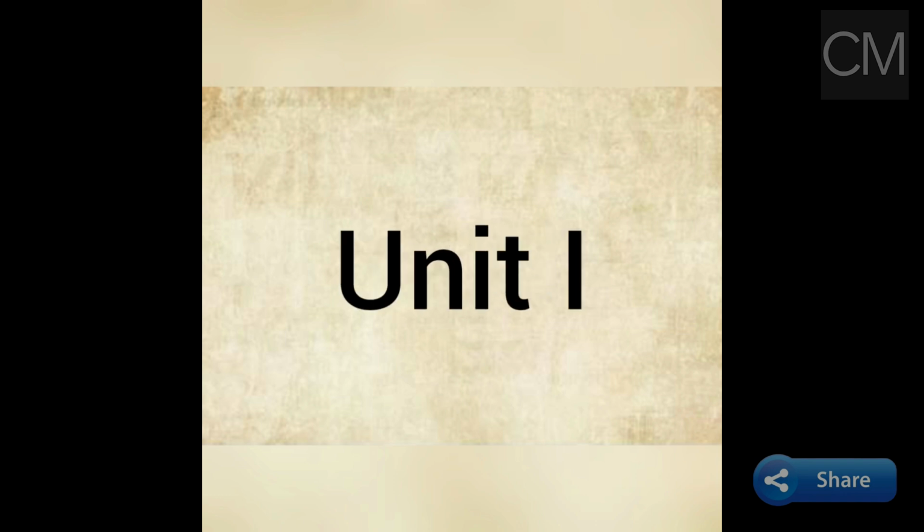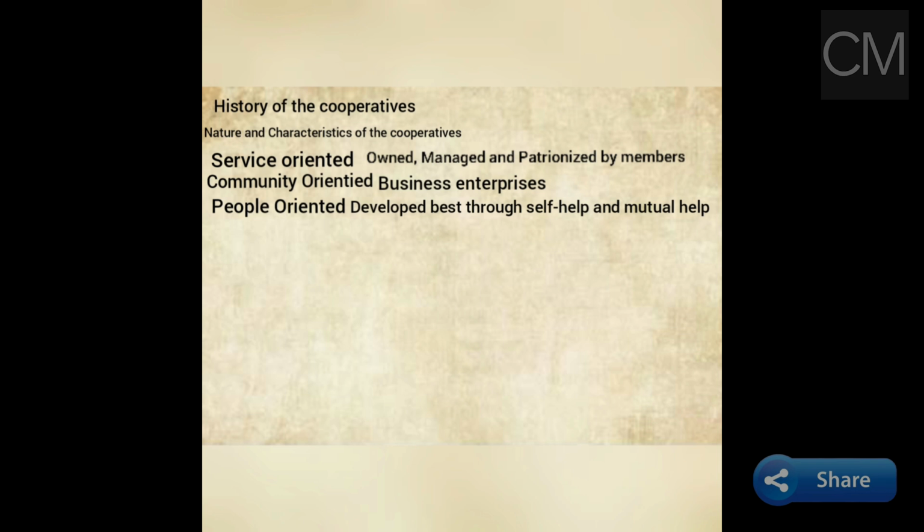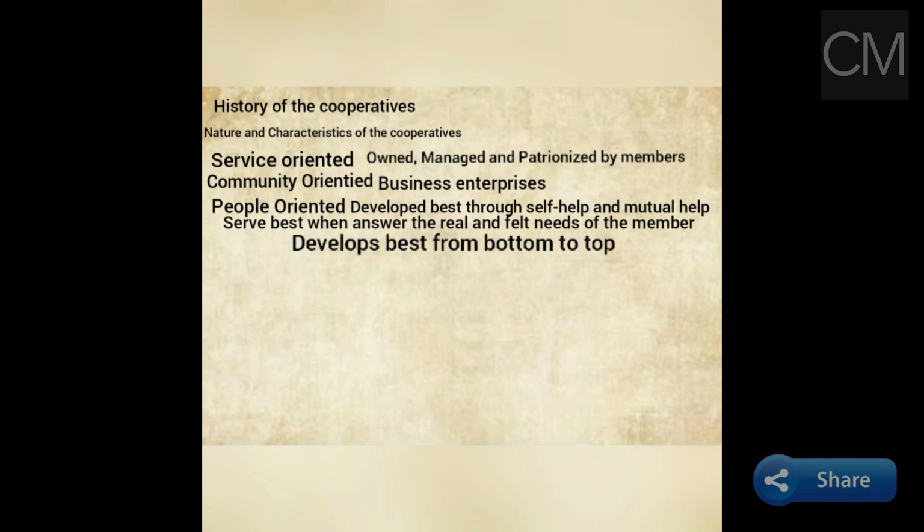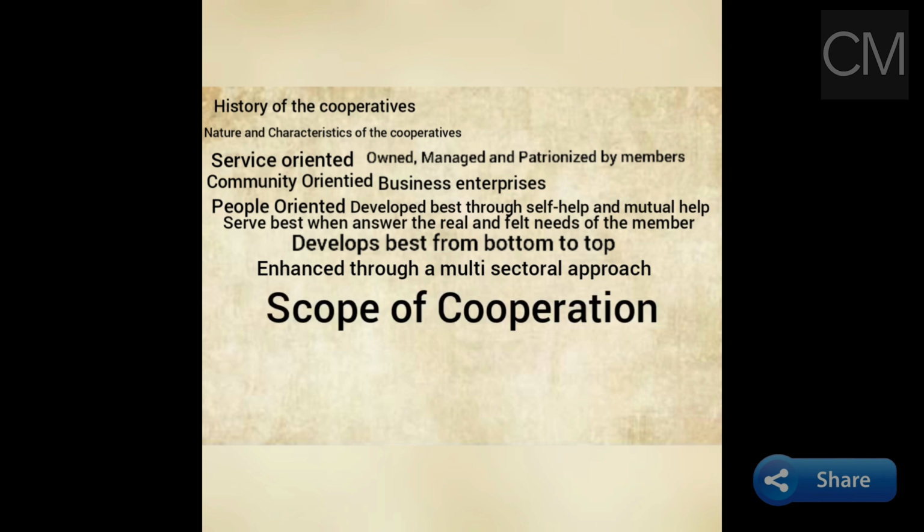Unit 1 includes the following: the history of cooperatives, the nature and characteristics of the cooperatives, which includes service-oriented, community-oriented, people-oriented, owned, managed, and patronized by members, business enterprises, development through self-help and mutual help, serve best when they answer the real and felt needs of the members, develops best from bottom to top, and last, enhanced through a multi-sectoral approach. It also includes the scope of cooperation. Also, it involves its meaning.